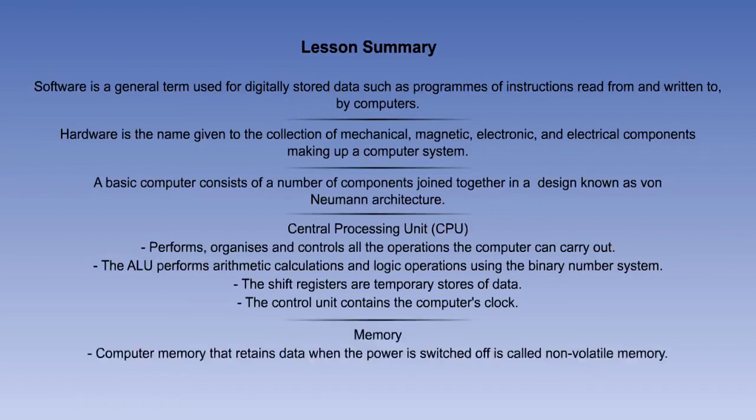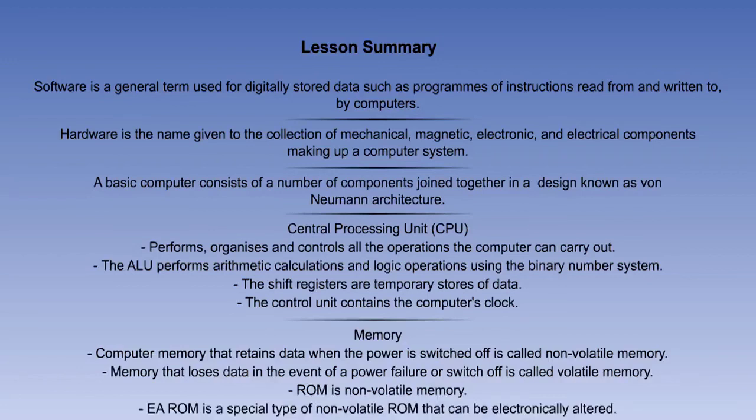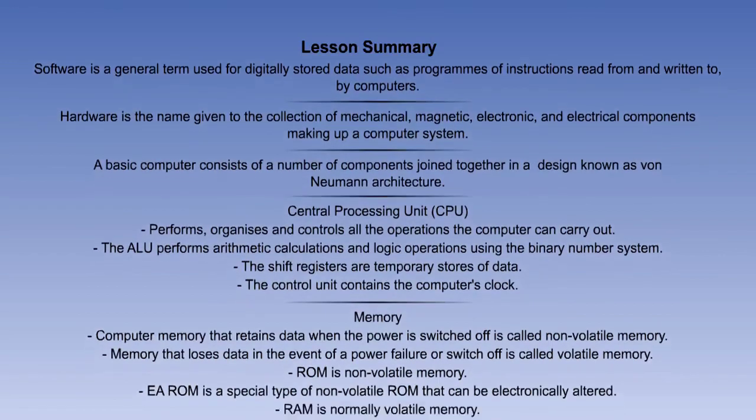Computer memory that retains data when the power is switched off is called non-volatile memory. Memory that loses data in the event of a power failure or switch off is called volatile memory. Read-only memory, or ROM, is non-volatile memory. Electronically alterable read-only memory, or EA-ROM, is a special type of non-volatile ROM that can be electronically altered. Random access memory, or RAM, is normally volatile memory.